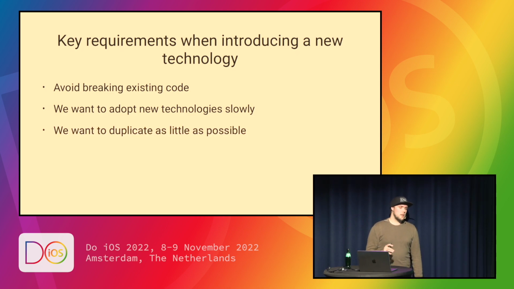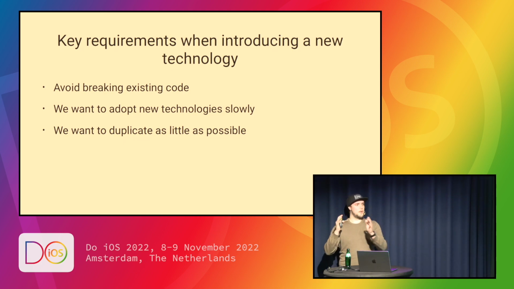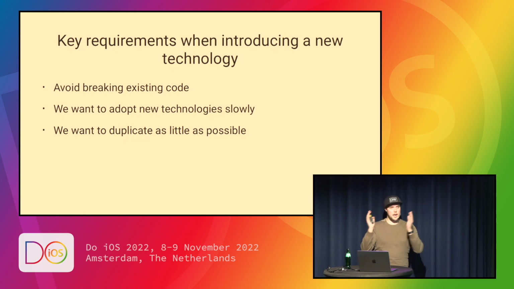We also want to duplicate as little as possible. You could say, well, we'll have our legacy networking stack and we'll have our Combine-based networking stack. We can copy-paste that and start adding methods to the other one. And now if we want to make a change, we have to make it in two places, but it's fine because we never forget anything. Spoiler, you will forget to update one of the two.